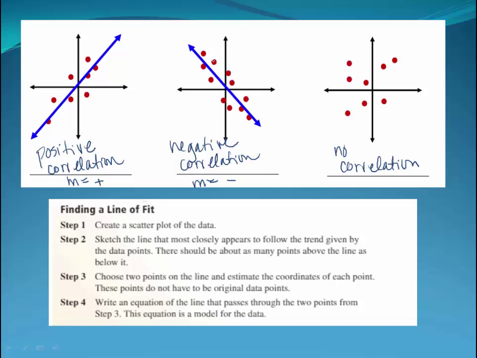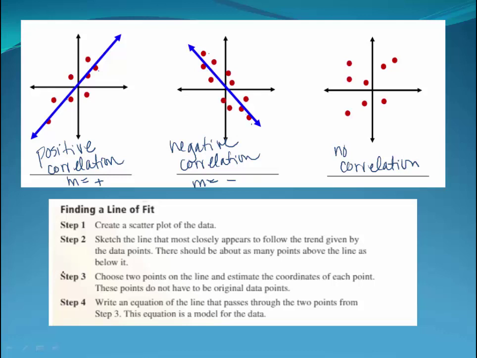1, 2, 3, 4, 5. 1, 2, 3, 4, 5, 6. So about even here. Over here we got 1, 2, 3, 1, 2, 3, and then there's 2 on the line. Sometimes your line that you draw goes on top of the points, and sometimes they don't. It doesn't even matter. We just try to get as close to all the points as we can.